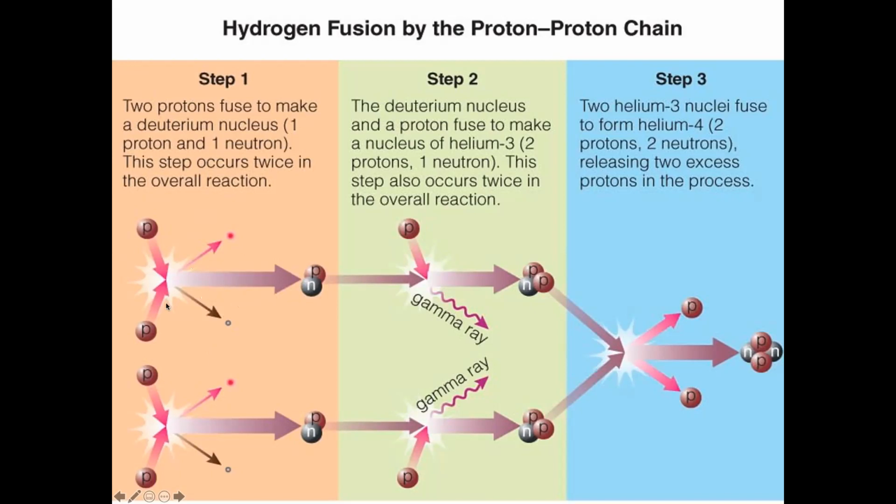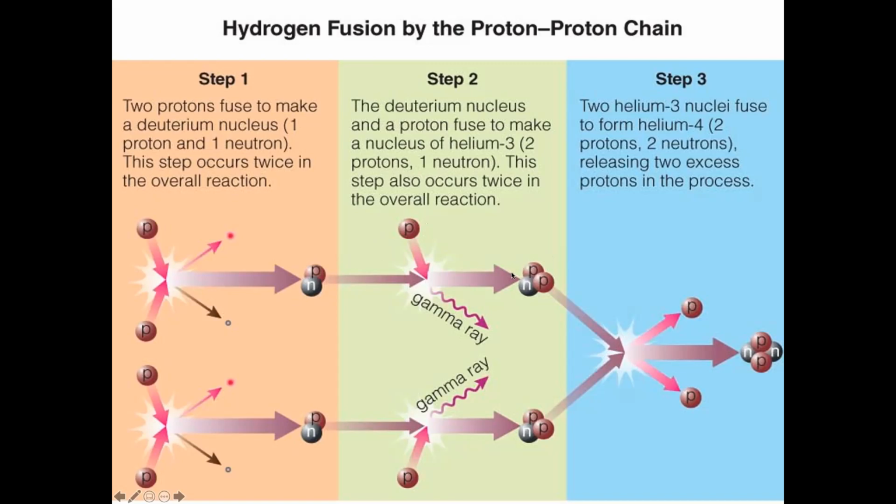This happens twice. Right, so there are 4 protons initially, and they fuse together. Then in step 2, the deuterium nucleus from step 1 fuses with another proton. In this process, there are 2 byproducts: gamma radiation, right? That's energy being released in the form of electromagnetic radiation, and a helium-3 nucleus.